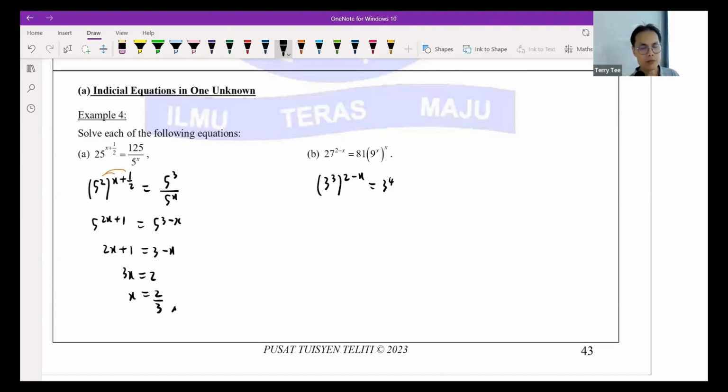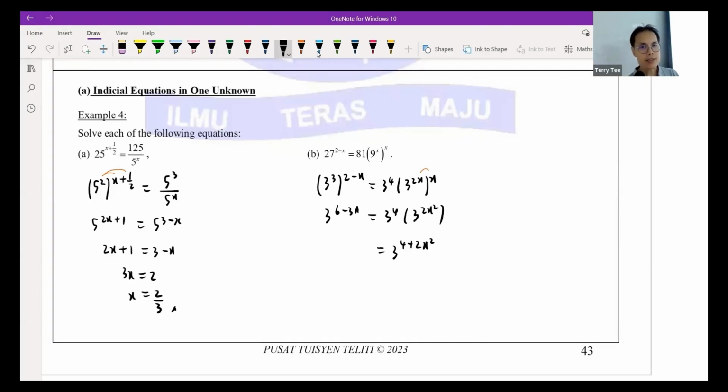81 is 3 power 4. 9 is 3 power 2. But there's an x here. Be careful. We have multiple x here, so we're going to times this first. So this part will give us 3 power 6 minus 3x. And this is 3 power 4 times 3 power 2x squared. When you multiply the number, we add the power: 4 plus 2x squared.